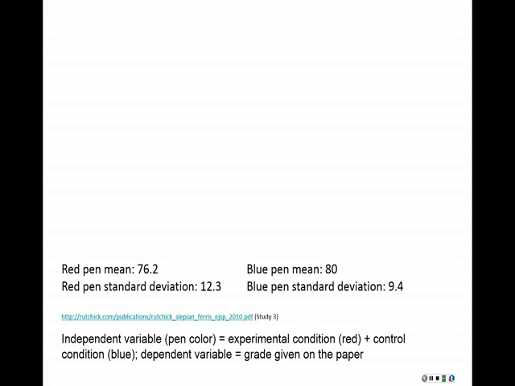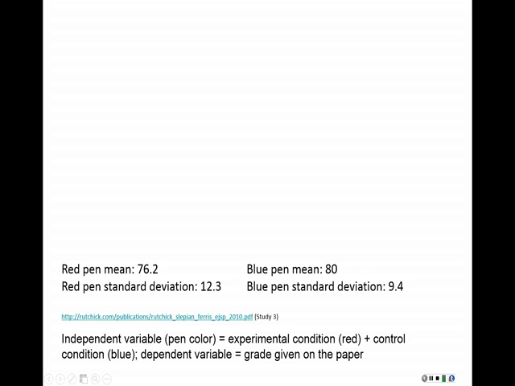So what they did is they had 2 different groups of people randomly divided into 2. One group was asked to grade a paper with a red pen. The other group was asked to do the same thing with a blue pen. And then they were asked, what grade do you give on this paper? And what they found is that when people were grading with a red pen, they gave it an average score of 76.2, and when they were grading with a blue pen, they gave it an average score of 80.